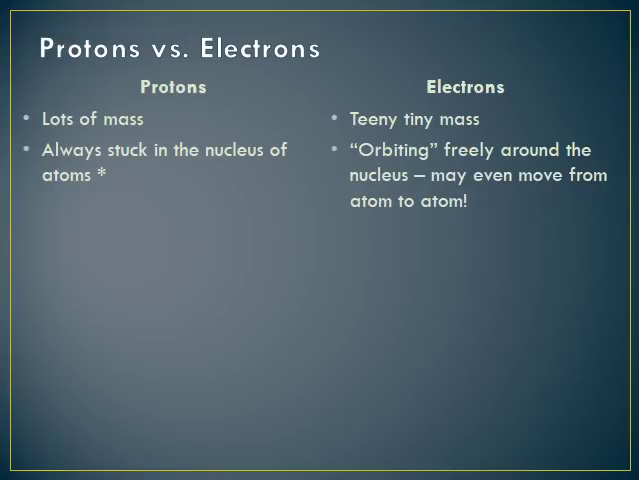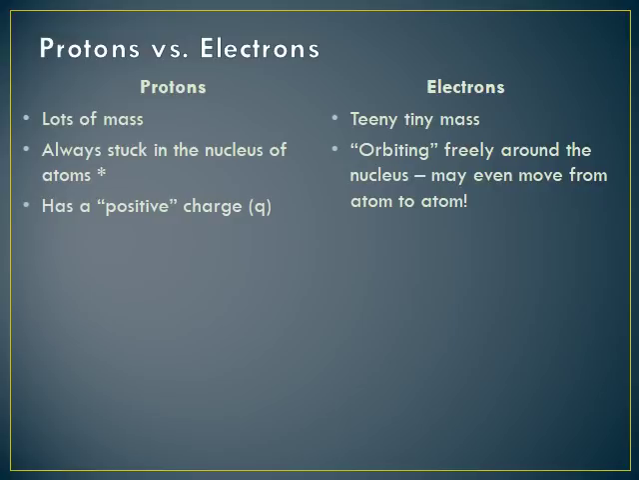Electrons, on the other hand, get to orbit freely around the nucleus. They can even move easily from atom to atom. So when we talk about the movement of subatomic particles in this class, it's going to be basically entirely electrons because we're going to try to avoid having nuclear explosions, which is what would happen if we allow our protons to move.